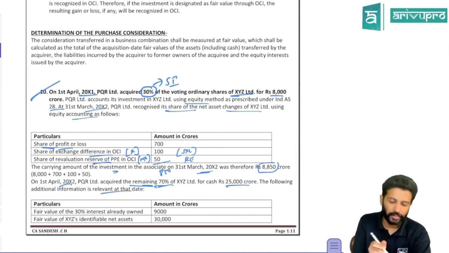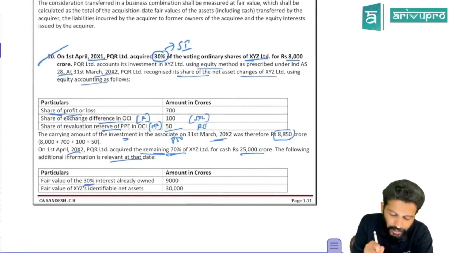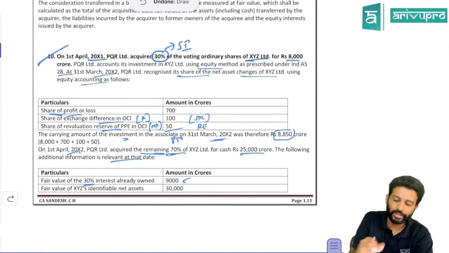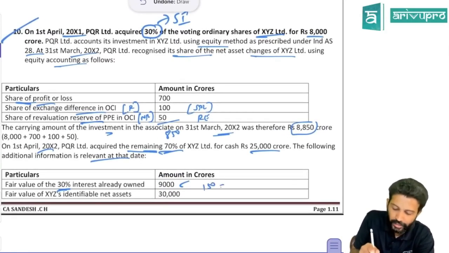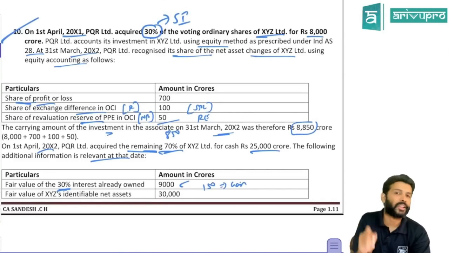Great. The following additional information is available. Fair value of the 30% investment is 9,000. Carrying amount is 8,850. Fair value is 9,000, which means there is a gain of 150. 9,000 minus 8,850 is the gain, and that will be transferred to the SPL account.